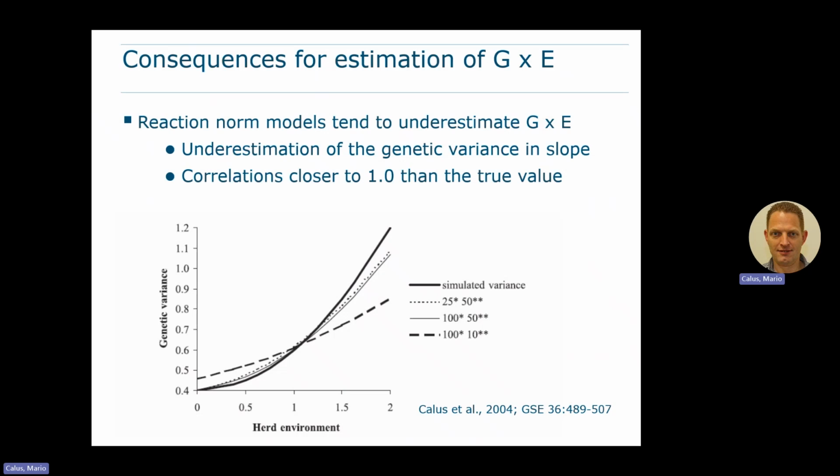And then if I re-estimate those variances with reaction norm models with different settings, in all cases, the difference in the variance between the environments was smaller than what I had simulated. So based on this, and also based on the estimated correlations compared to the true ones, we concluded that with these models, we tend to underestimate the degree of G by E.